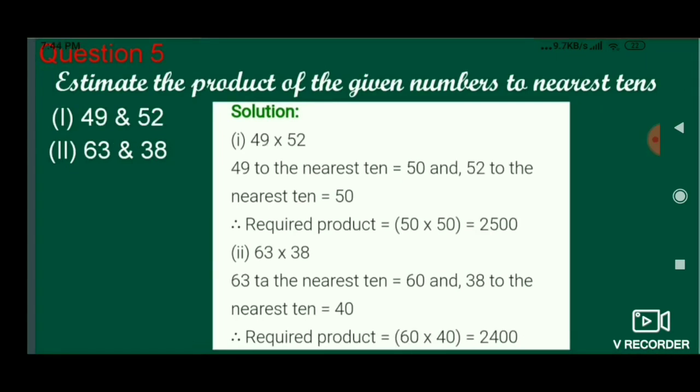In this question, we have to estimate the product of the given numbers to its nearest tens. Our first question is 49 and 52. 49 to its nearest tens is 50 and 52 to its nearest tens is also 50. So the required product is 50 multiplied by 50, that is 2500. Our second question is 63 and 38. 63 to its nearest tens is 60 and 38 to its nearest tens is 40. So the required product is 60 multiplied by 40, that is 2400.